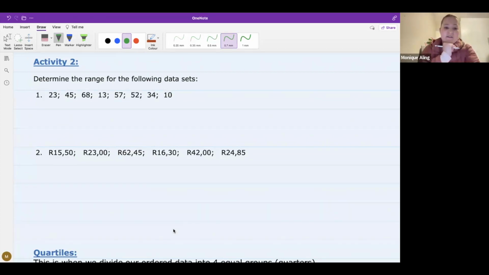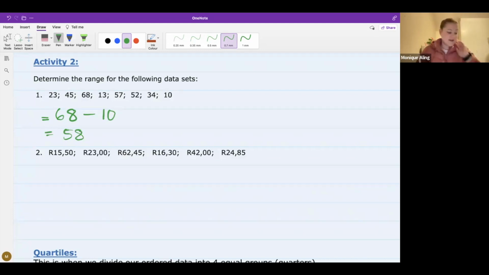Okay, we've got answers for the first data set. Let's see them. Our highest minus our lowest. Nice, Ayabonga. No, keep it to 2 decimal places. Okay, so for the first range, our highest number is 68. The lowest number is 10. So the range is 58.